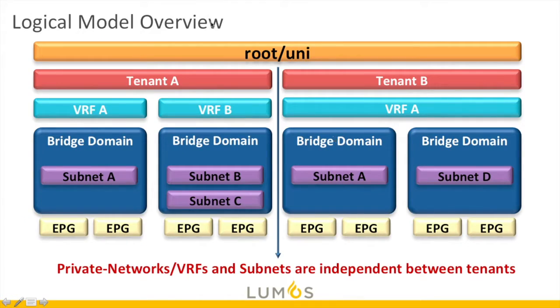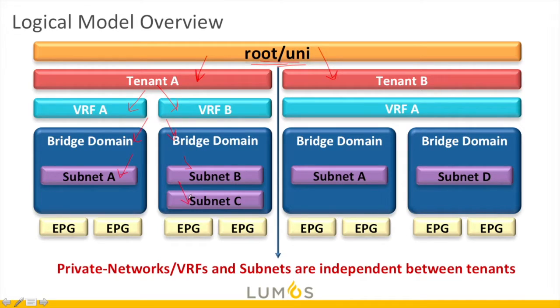So here's the overview here itself. We have our root or universe, sometimes called uni. We have our multiple tenants, tenant A, tenant B. A tenant can have multiple VRFs, and they can have overlapping IP space. Every tenant can have multiple bridge domains, and then each bridge domain can have multiple subnets.